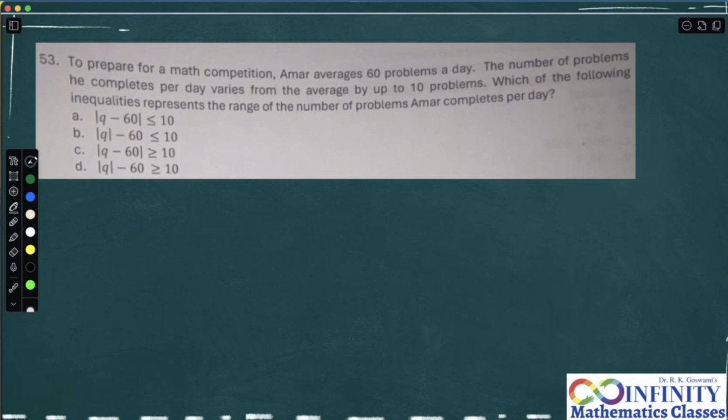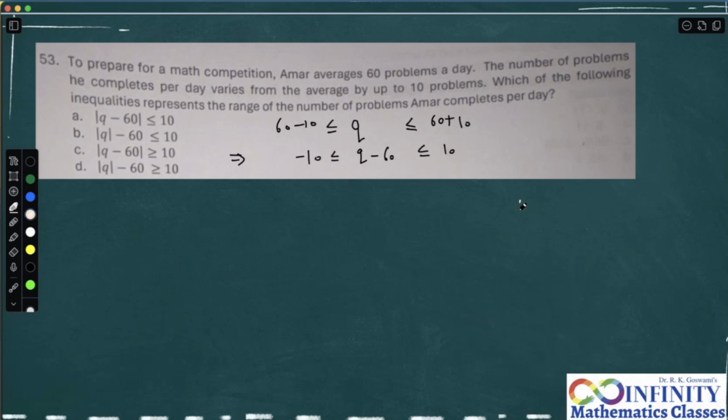See, in this question, Q is representing the number of questions, like the notation they have. On an average, it is 60. So it is going to be up by 10, below by 10. Up by 10 stands for 60 plus 10, and below by 10 stands for 60 minus 10. Do you agree? Yes, sir. So what I suggest, just subtract 60 from every side. Negative 10 is going to be 60 minus 10, less than or equal to 10.